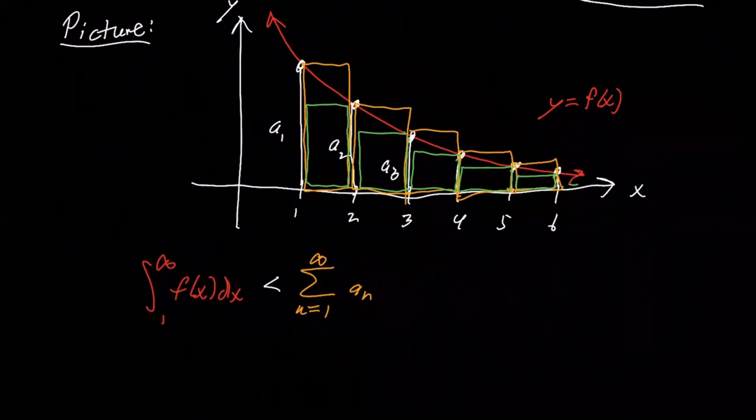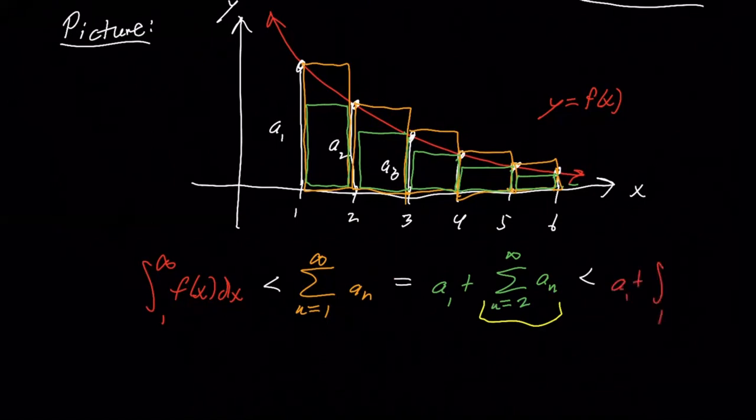On the other hand, this equals a1 plus the sum from 2 to infinity of a sub n. But this last sum I just wrote here is actually less than the integral, because now that's the area of the green rectangles. So we can say this whole thing is less than a1 plus the integral from 1 to infinity of f of x dx.